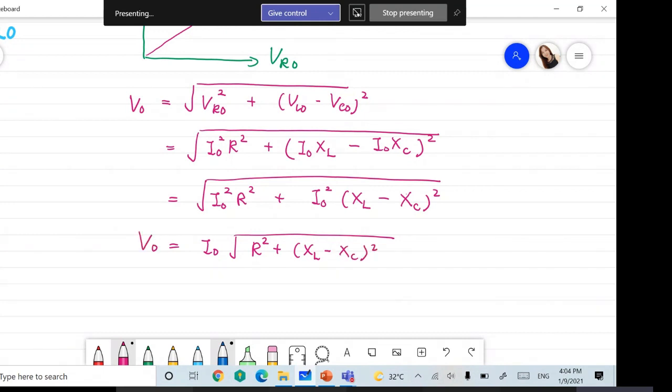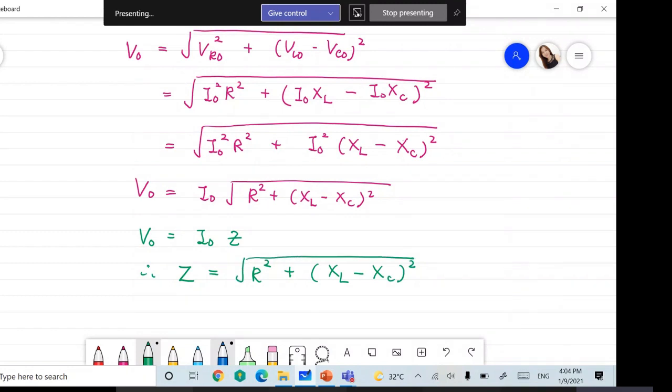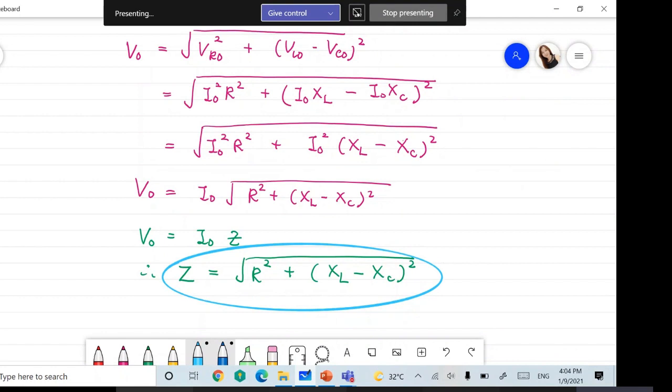So this is V0, right? I compare with Ohm's law, which says that V is equal to IR. So V0 is equal to I0 Z. Therefore, the impedance Z is equal to the square root of R squared plus (XL minus XC) squared. That is how you get the impedance in an RLC circuit as this expression.